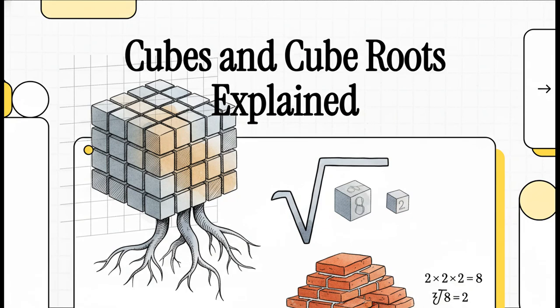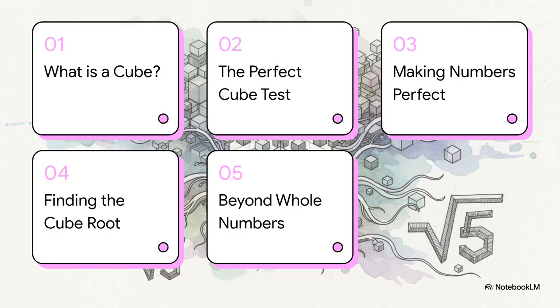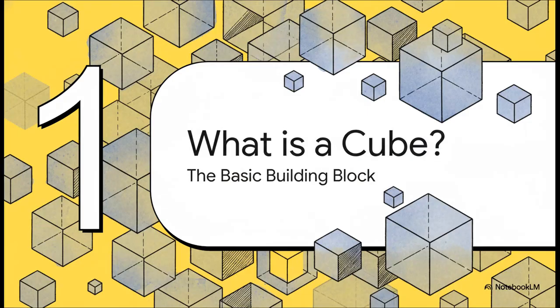Today, we're going to get to the bottom of a really core math concept, cubes and cube roots. You can think of them as the basic building blocks you need to construct way more complex ideas in math. So here's our game plan. First, we're going to nail down what a cube actually is. Then we'll learn how to run a perfect cube test and what to do with numbers that don't quite make the cut. After that, we'll work backward to find the cube root. And finally, we'll push past whole numbers to see how these rules apply pretty much everywhere. All right, let's get right into it and lay the foundation.